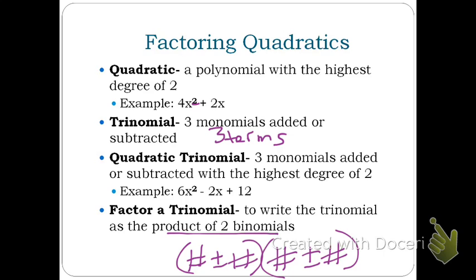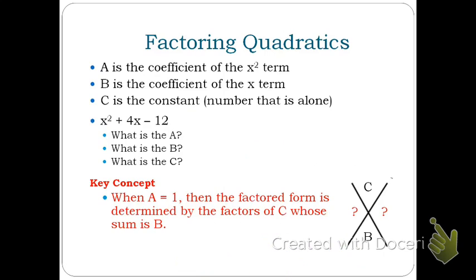Right, so that's going to be the basic setup for these. When you're factoring a quadratic, you need to identify the coefficients and constants. A is the coefficient of the x squared term, B is the coefficient of the x term, and C is always the constant, or the number that stands alone. In this example here, let's identify the A, B, and C.